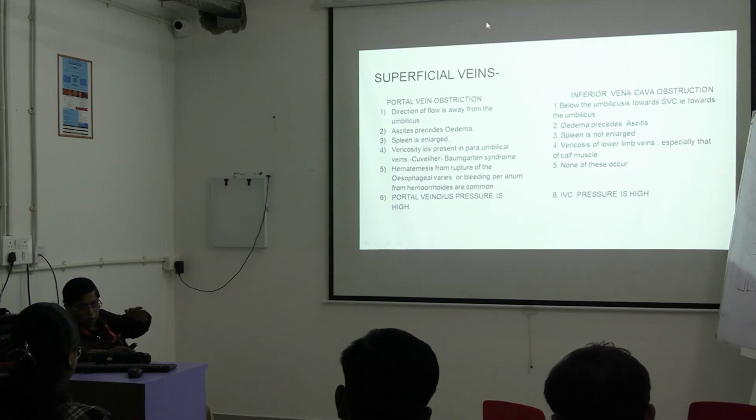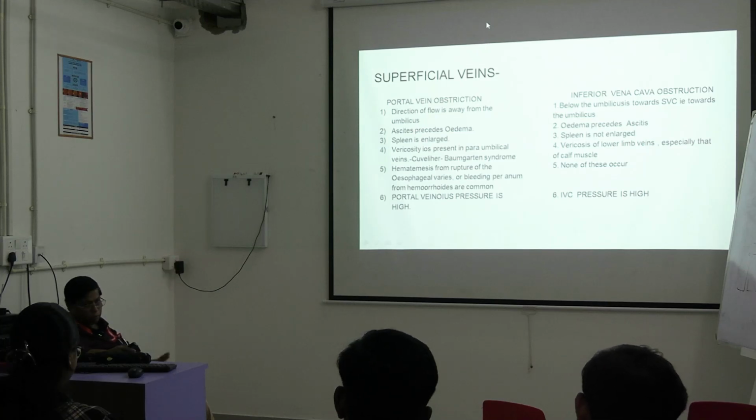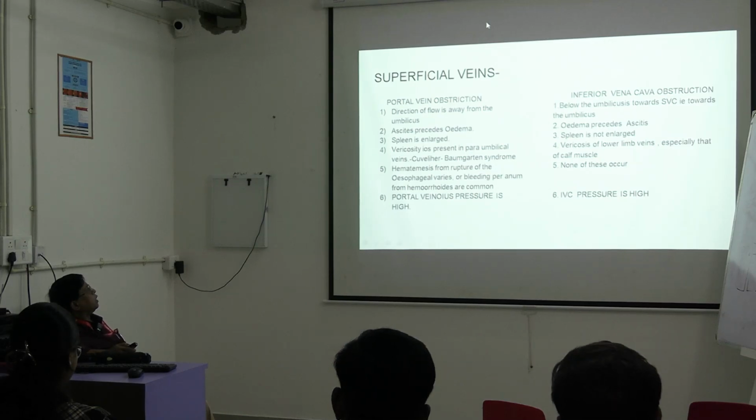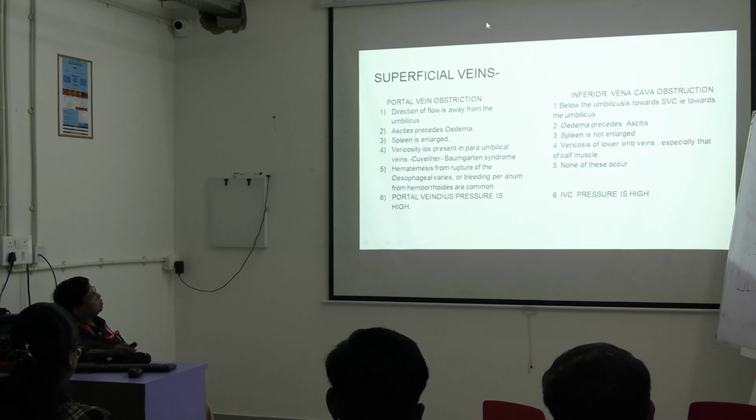To reduce this confusion, this slide is very important: how to differentiate portal hypertension from inferior vena cava obstruction. In portal hypertension, the direction of flow is away from the umbilicus. Here, below the umbilicus, it is towards the SVC, and towards the umbilicus, that I have already explained to you.